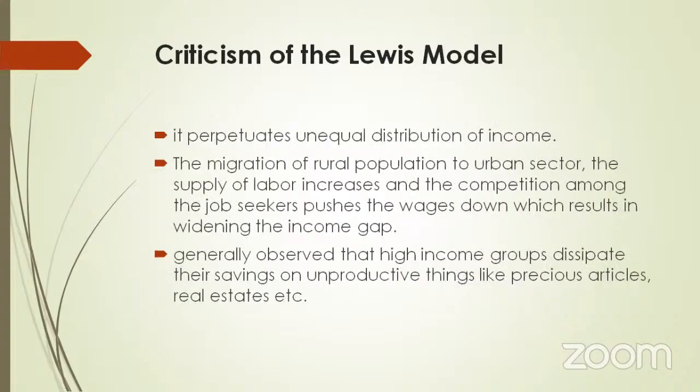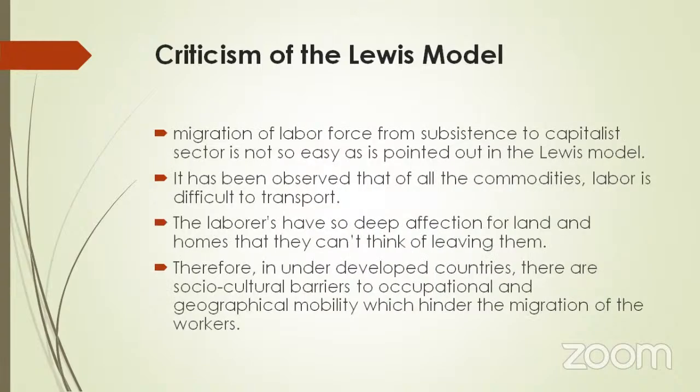It also perpetuates unequal distribution of income, and migration from the rural population to the urban sector does not happen. We generally observe that the high income group dissipates the savings on unproductive things, which we have already talked about, pushes the wages down, which results in a widening income gap. Again, if you look at the labor chowks today, there is a large amount of labor, which pushes the wages down. When the wages go down, aggregate demand goes down, then migration is not as easy as pointed out.